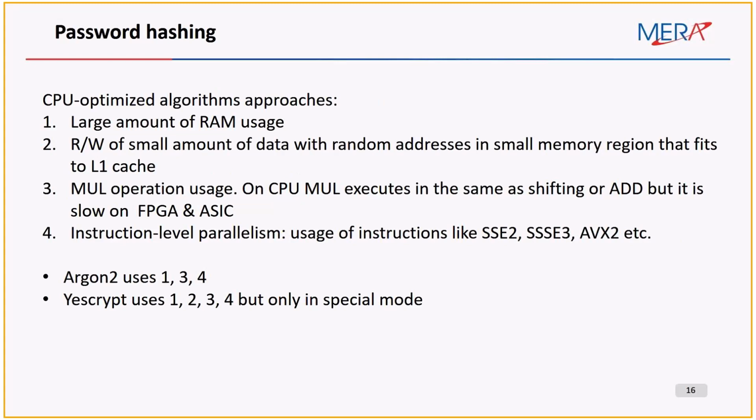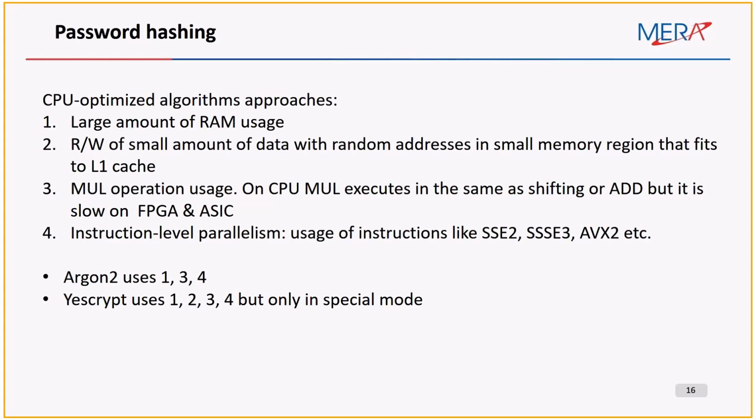So the main approaches used during the design of such algorithms are, first, a large amount of RAM usage. The other one is read-write operations of a small amount of data with random access in small memory regions that fit into level 1 cache. So in this case, we work only with level 1 cache, and this is very fast. Third, it's the usage of mul operations.